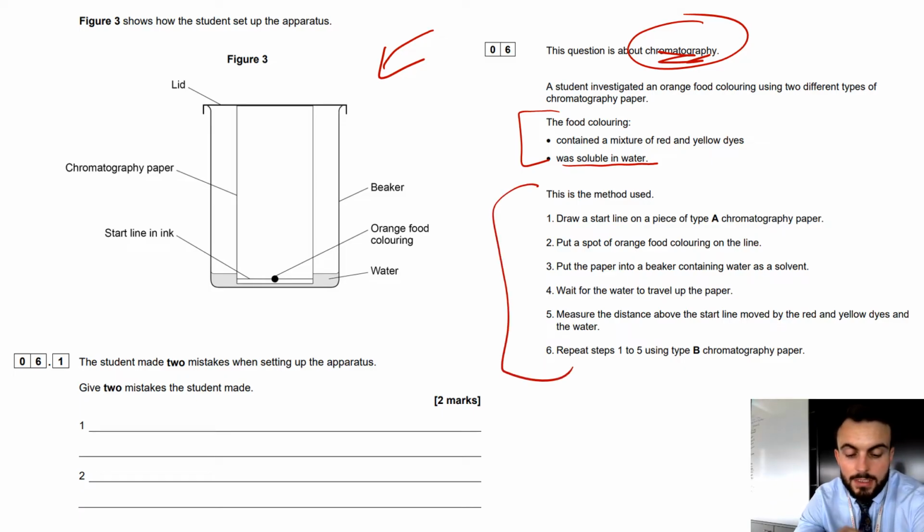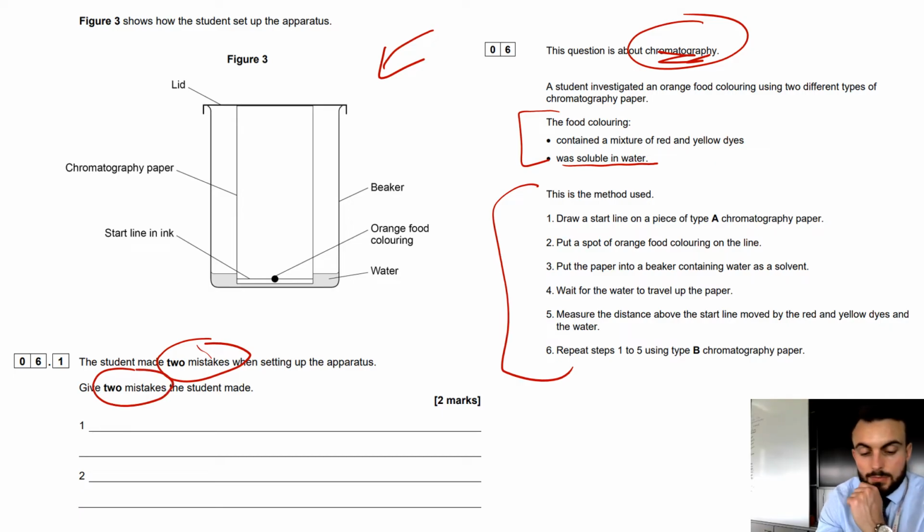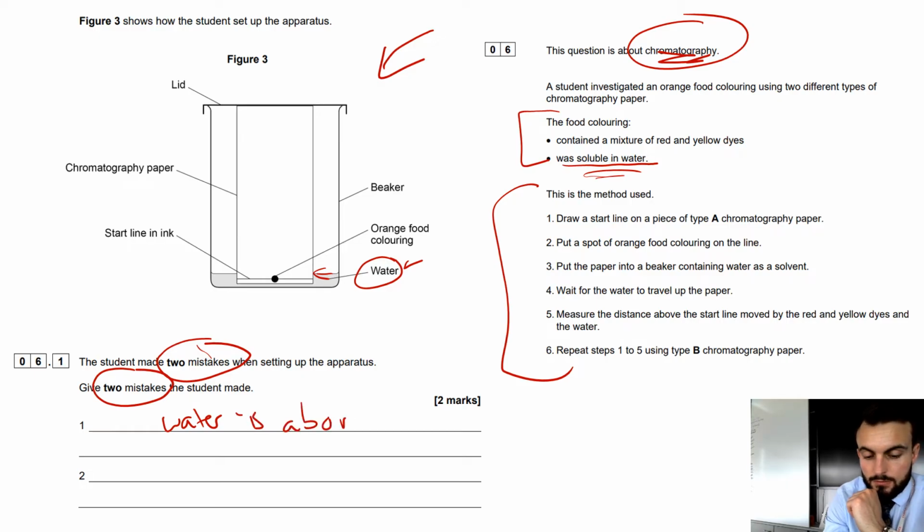The student made 2 mistakes when setting up the apparatus. Give 2 mistakes the student made. These ones are pretty obvious for this one. It is soluble in water, so the use of water is fine. However, the water is going above the start line. The solvent, sorry, is above the start line. So the first thing we can put is water is above the start line.